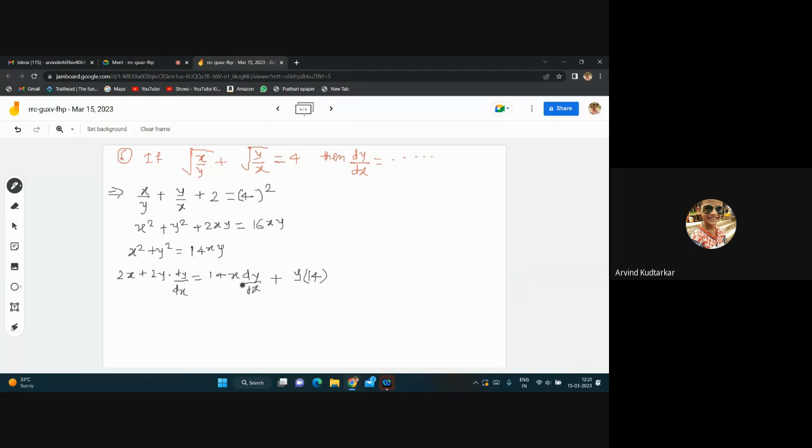Here, in this case, collect the terms of dy by dx on the LHS and the remaining terms on the RHS. So 2y into dy by dx, and when you shift that term to LHS, minus 14x into dy by dx. Between them dy by dx is common, so take it outside. So (2y minus 14x) into dy by dx is equal to 14y minus 2x.